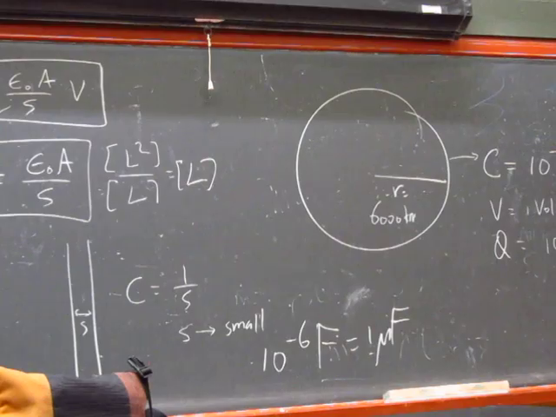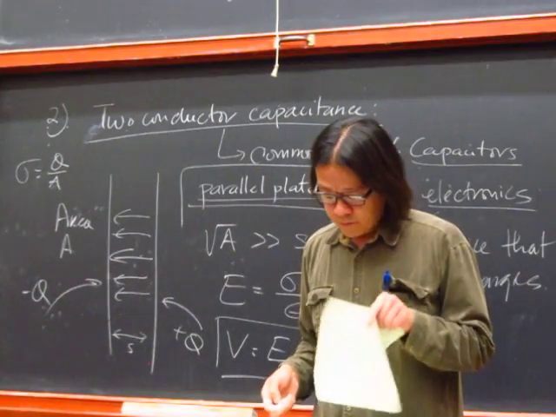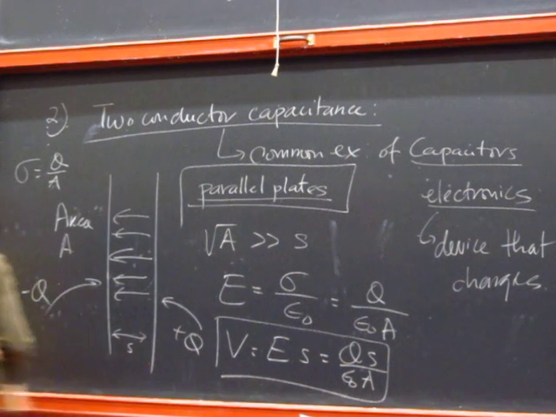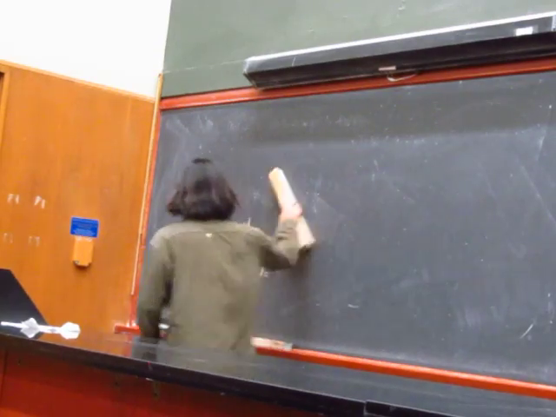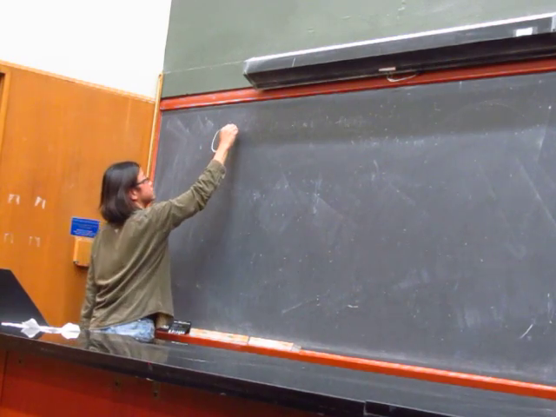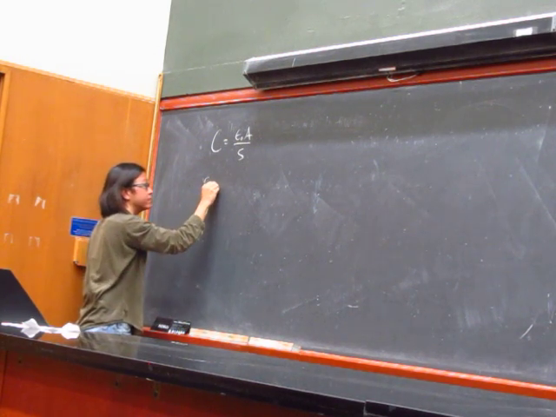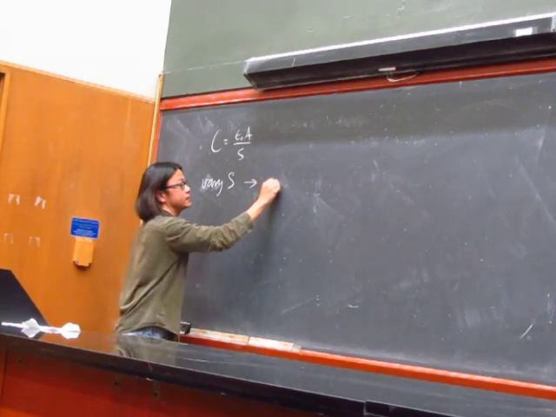Okay. Let's see. A capacitor can be used as a very sensitive measure of separation. So you can use it as a detector or sensor for position. If I just look at the parallel plate, the capacitance goes as epsilon naught times A over S. If somehow I can vary S, I vary the capacitance.